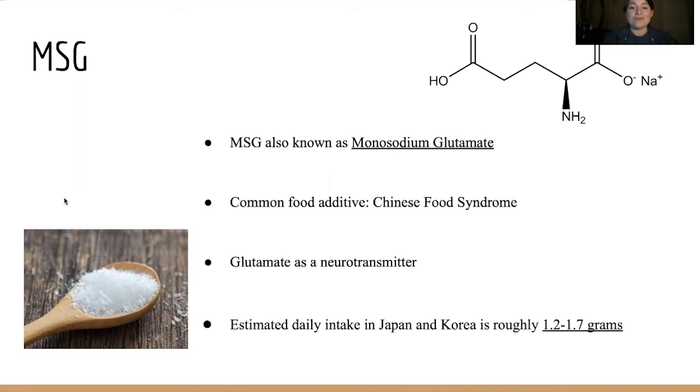MSG has a variety of different names, many that you have seen while glancing at the ingredients or maybe have not seen at all. A few of these aliases are glutamic acid, sodium glutamate monohydrate, monosodium salt, and most commonly known, monosodium glutamate. The MSG is responsible for maintaining the formation and elimination of synapses.